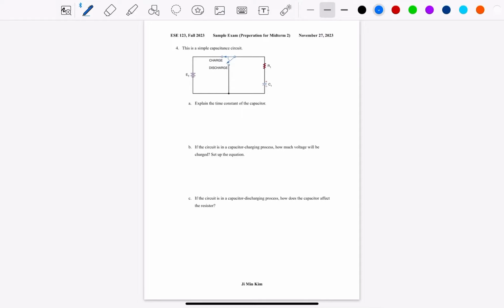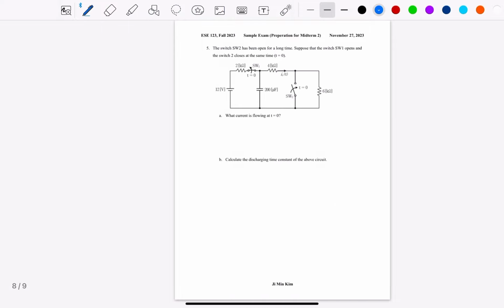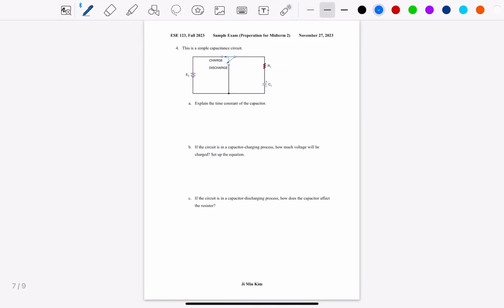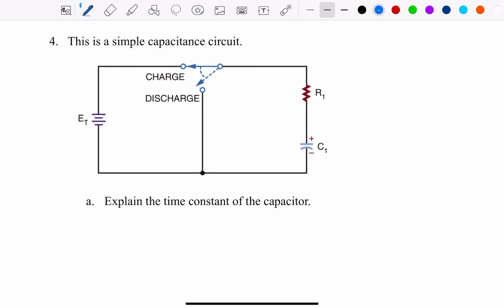Okay, now let's take a look at the capacitors. These questions are a little bit more complicated than the questions given by professors, so please be patient. Okay, let's get started. This is a simple capacitance circuit.